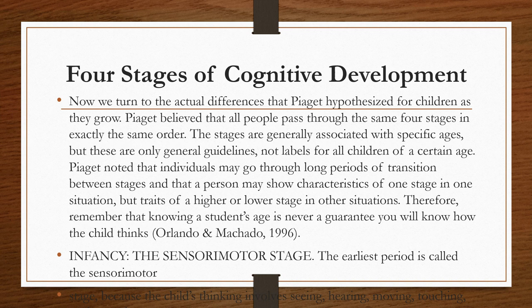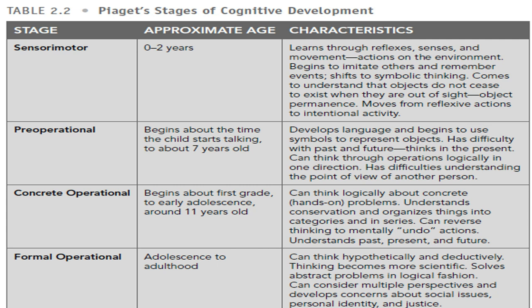Infancy, the sensorimotor stage. The earliest period is called the sensorimotor. The first stage is called sensorimotor, and it begins from infancy to 2 years. What are the characteristics of this stage? The child learns through reflexes, senses and movements, and actions on the environment. He begins to imitate others and remember events, shifts to symbolic thinking, and comes to understand that objects do not cease to exist when they are out of sight. This is object permanence. He moves from reflexive actions to intentional activity.